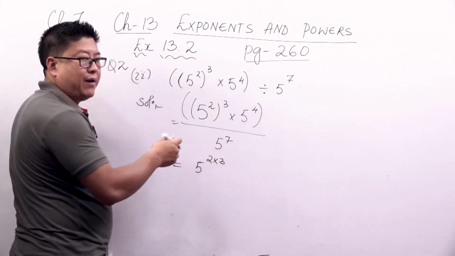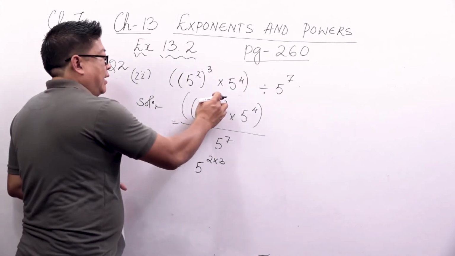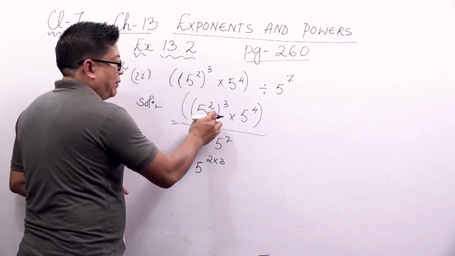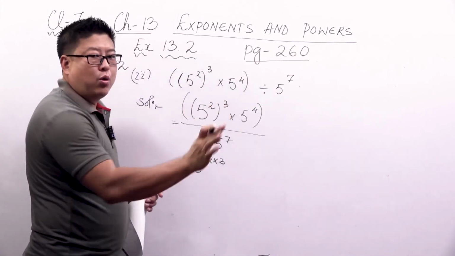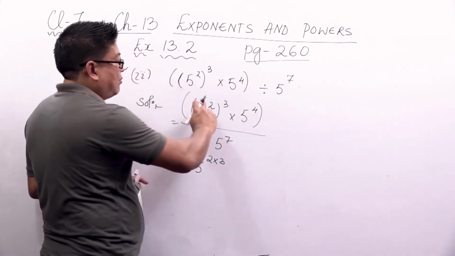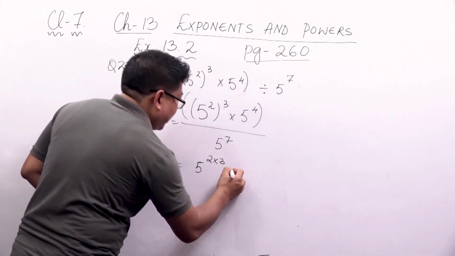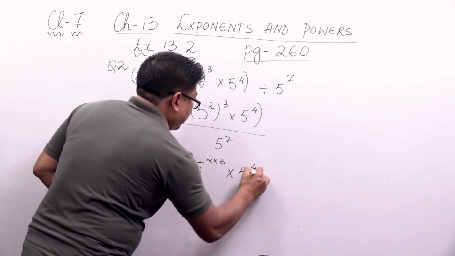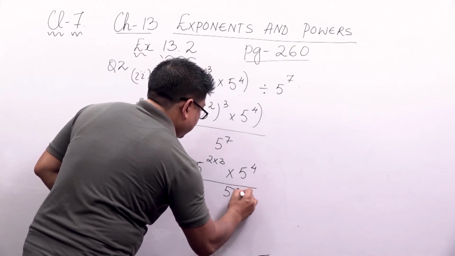You can easily identify power of powers by looking at the bracket. Between the bracket and the power, there is no other number, right? Just 2 and 3 and then bracket. That means you have to multiply these two powers, okay? Just for your understanding. And 5 to the power 4 by 5 to the power 7.